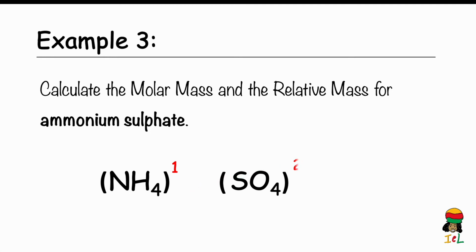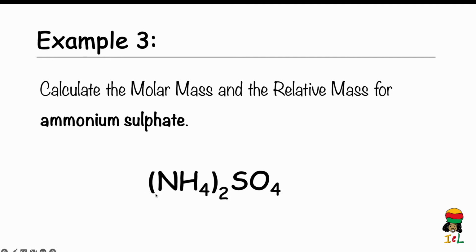2 goes to the base of the ammonium radical and 1 to the base of the sulfate radical. The numeral 1 is never written in a chemical formula, so it's erased along with the brackets surrounding the radical. Consequently, the chemical formula for ammonium sulfate is (NH4)2SO4.